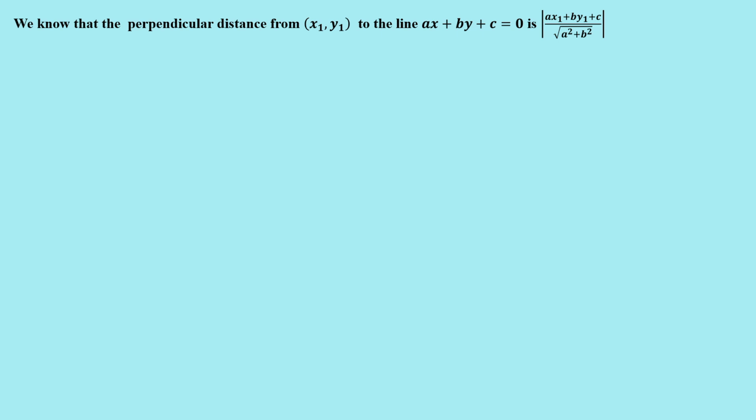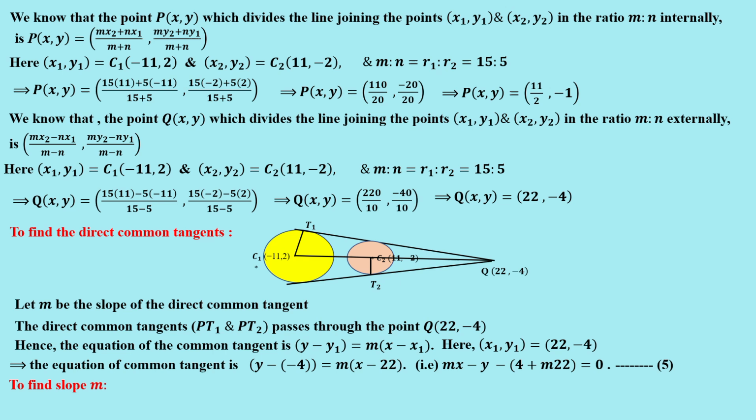We know that the perpendicular distance from the point (x1, y1) to ax + by + c = 0 is modulus of (ax1 + by1 + c) by root of (a square + b square). Therefore C1T1 is equal to m into (-11) - 1 into 2 - 4 + 22m by root of 1 + m square, because here the line is the tangent equation, that is equation number 5: mx - y - 4 + 22m. So x term, y term, constant term.